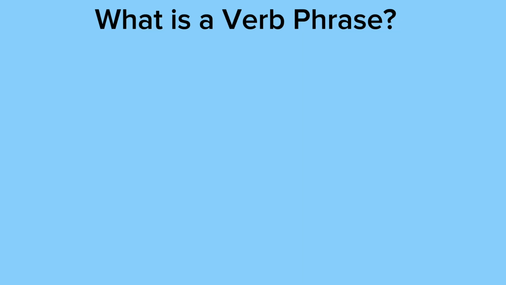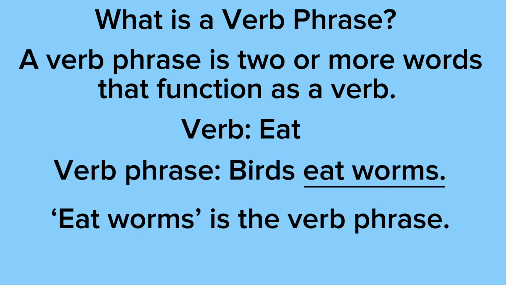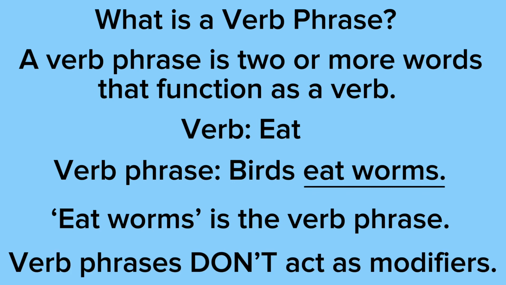So what is a verb phrase? A verb phrase is two or more words that function as a verb. So the word eat alone is just a verb, but if I said birds eat worms, that would be considered a verb phrase because it's two or more words. It's two words. Verb phrases don't act as modifiers, as I mentioned earlier.